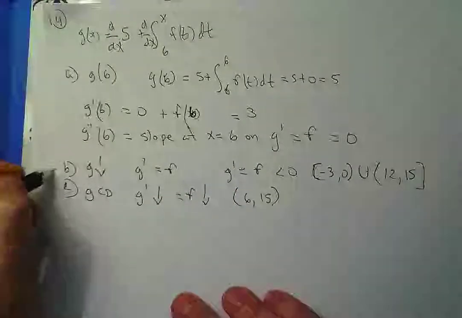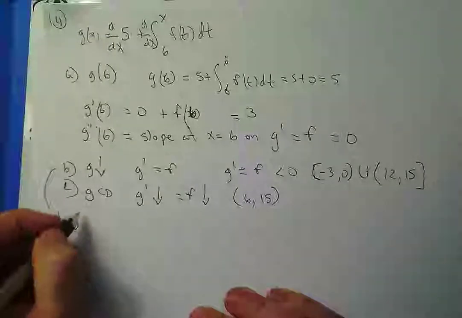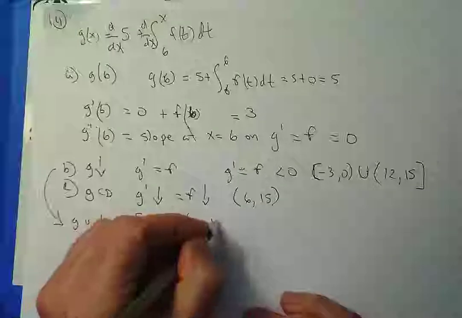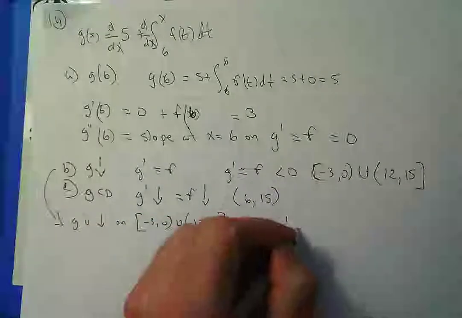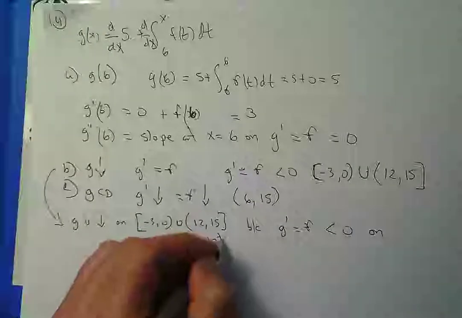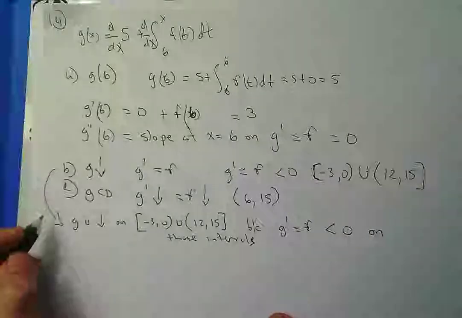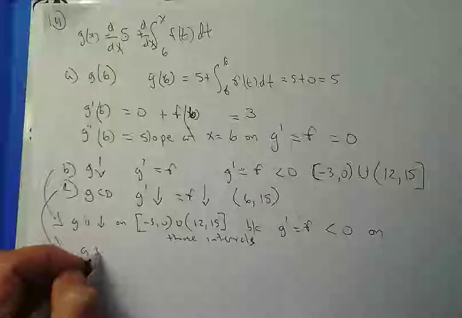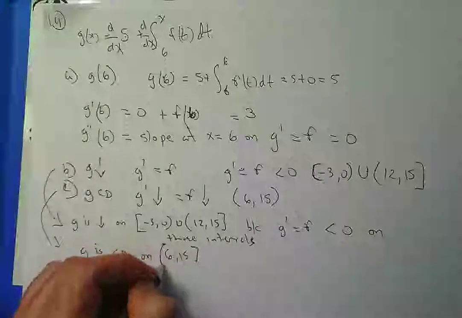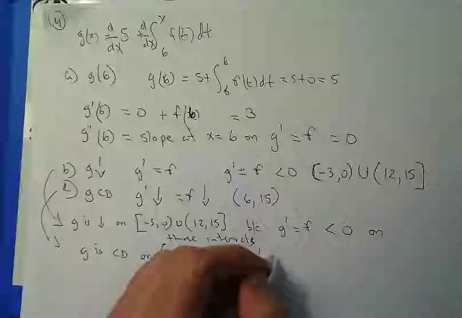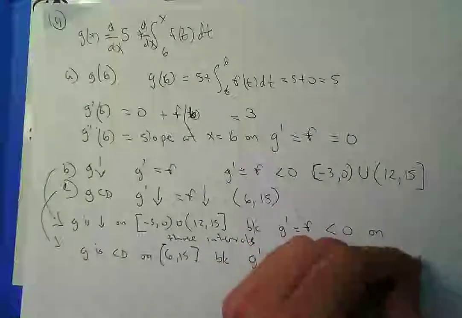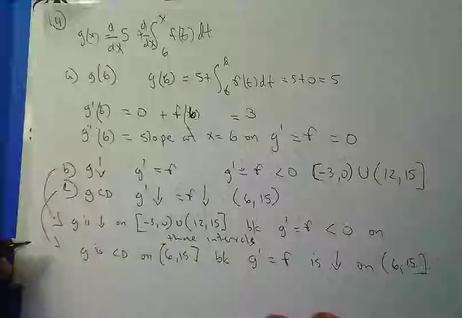Oh, I need to provide justifications. So my justification here is g is decreasing on negative 3 to 0, union 12 to 15, because g prime equals f is less than 0 on those intervals. And the justification for C, g is concave down on 6 to 15, because g prime equals f is decreasing on 6 to 15. Okay, that's parts A, B, and C.